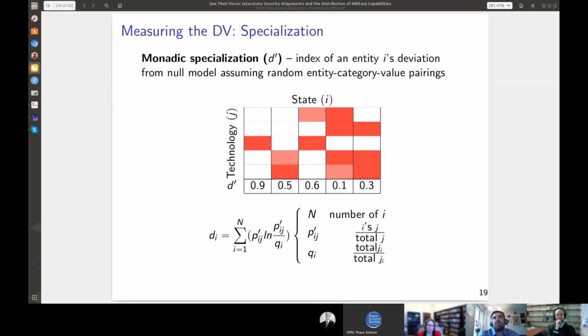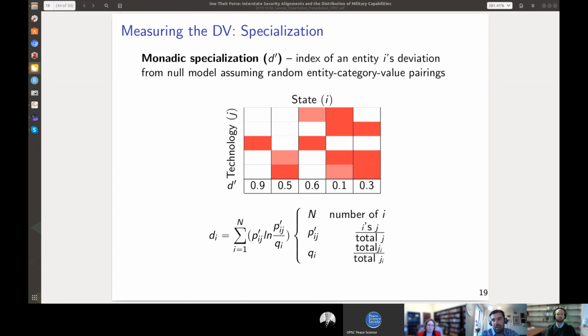So we can turn the data into a wide format where each column represents a state, each row represents a technology, and each cell is how many of that technology did that state have in a given year. So this is a stylized fake example where the state in this first column only has this third technology and they have a lot of it. So they get 0.9, which is they're pretty high in terms of specialization. This fourth state has a little bit of everything, and the things that they have are also things that other states have. So they get a 0.1. So what's nice about this measure is it accounts for differences in the overall quantity of these things that exist.